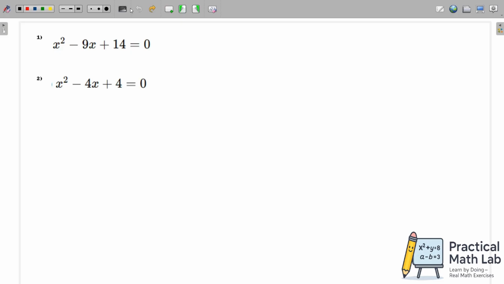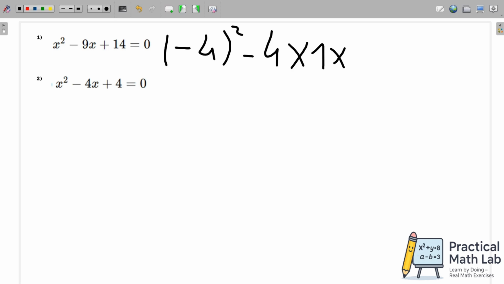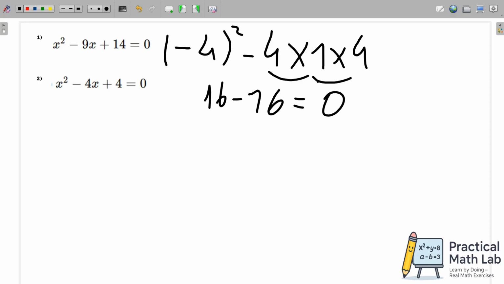Now let's apply the formula to find delta, which is b squared. So it's minus 4 squared, minus 4 times a, which is 1, times c, which is 4. 4 squared is 16, minus 4 times 1, 4, 4 times 4, 16, minus 16. 16 minus 16 equals 0. So here, delta equals 0.